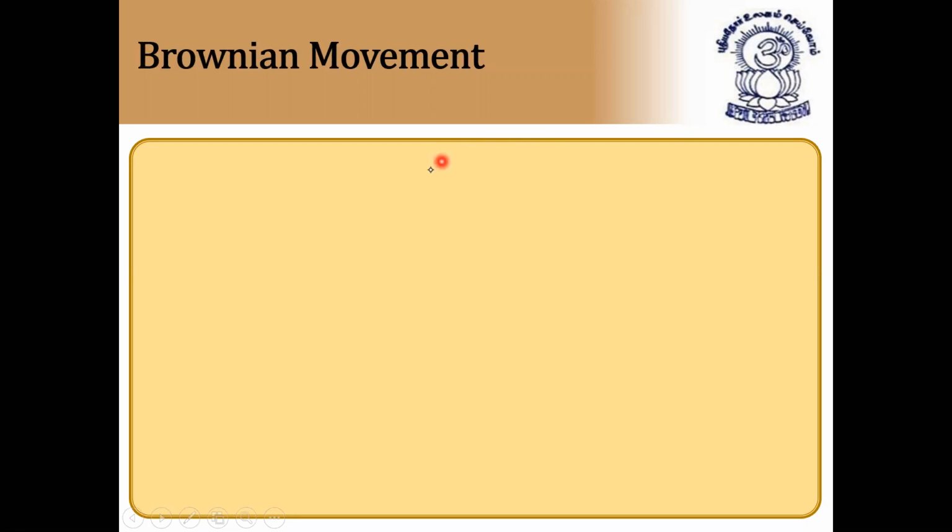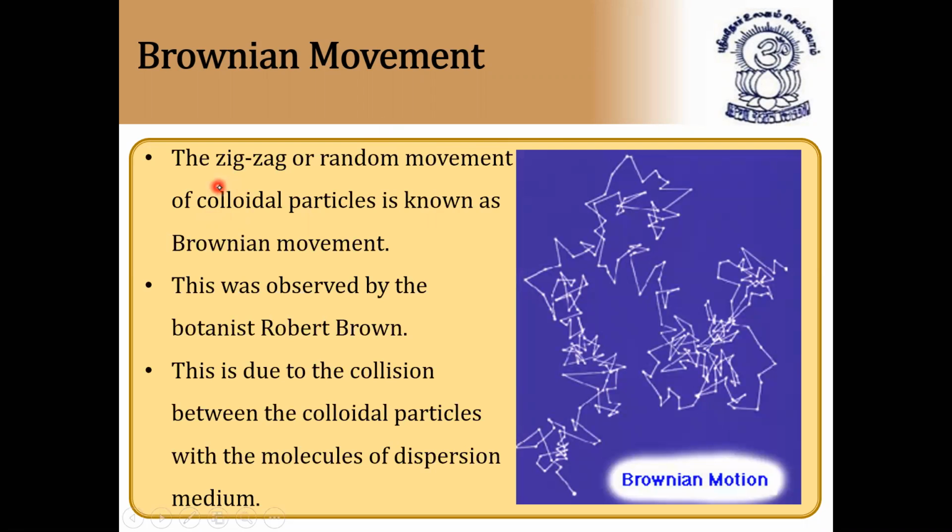Next, we have Brownian movement. Very, very important. What is Brownian movement? The zigzag or random movement of colloidal particles is known as Brownian movement. This was observed by Robert Brown. This is due to the collision between the colloidal particles and the molecules of the dispersion medium.